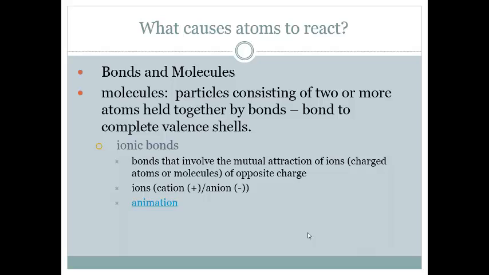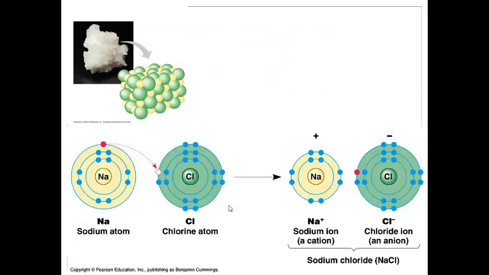The first type of bond that can form is called an ionic bond. An ionic bond is the result of a mutual attraction of ions. Ions are charged atoms or molecules. There are two types of ions. You have a cation that has a positive charge and an anion that has a negative charge. Ions are formed as the result of atoms gaining or losing electrons.